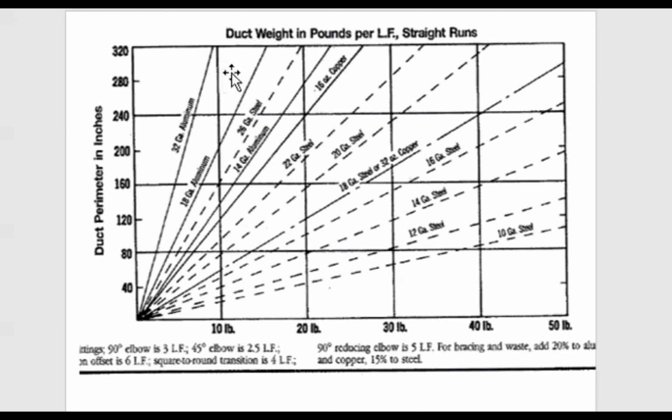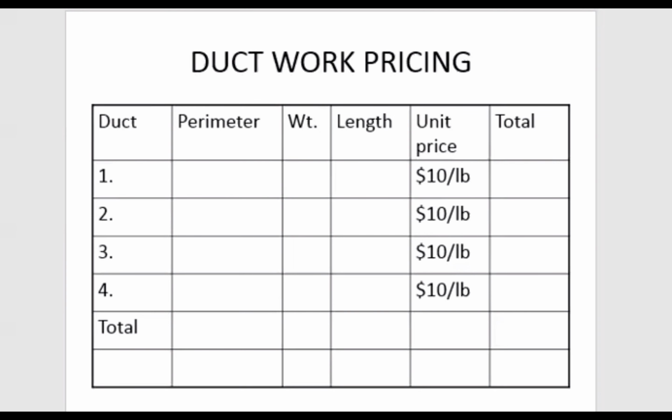All right, and so not only does it give you an idea of the weight, it also gives you an idea of the pricing. So again, pricing is done by weight. Usually the heavier gauge stuff is more expensive, and that's how we can estimate out the ductwork.